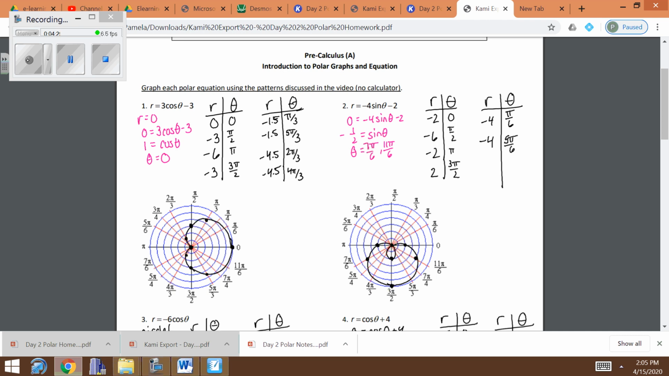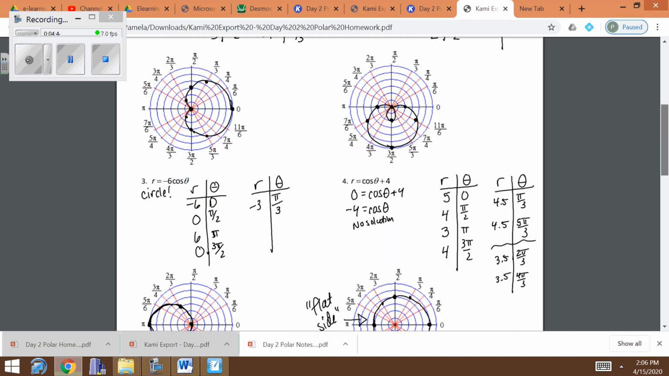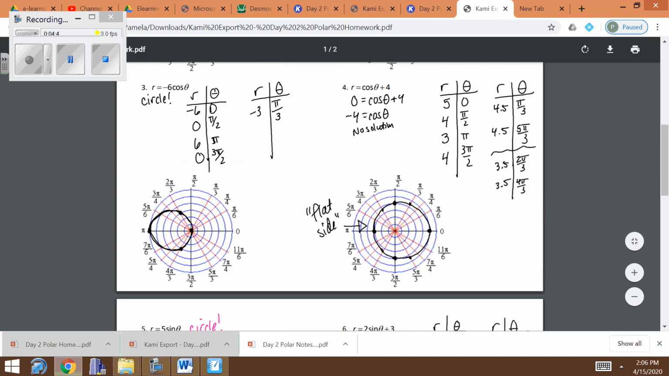So at pi over 6, if we're -4, notice that's going in this direction. And then at 5 pi over 6, again, it's -4, so we're going in this direction. Again, we know it had that inside loop right there, and that can kind of help us figure out our shape. Sorry for the craziness there. Number 3.